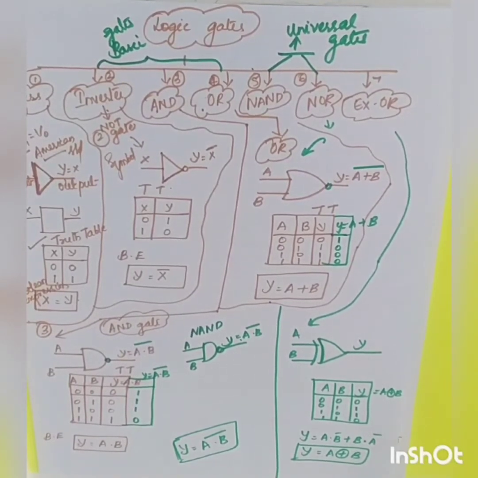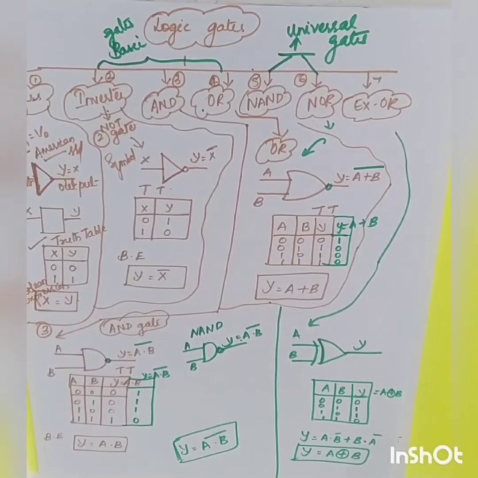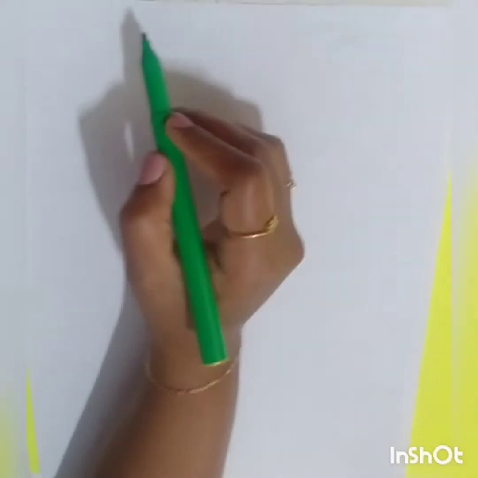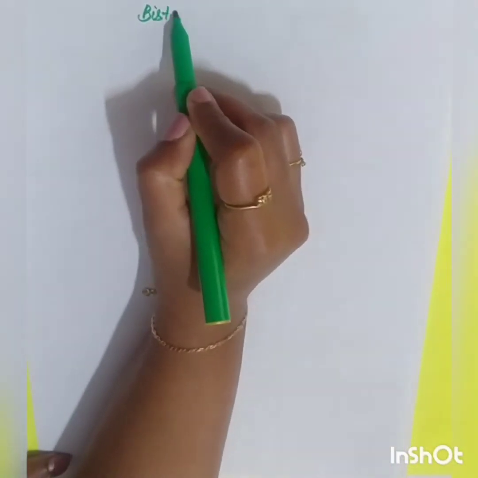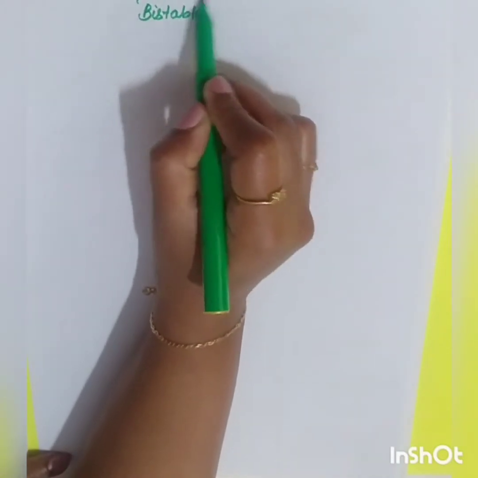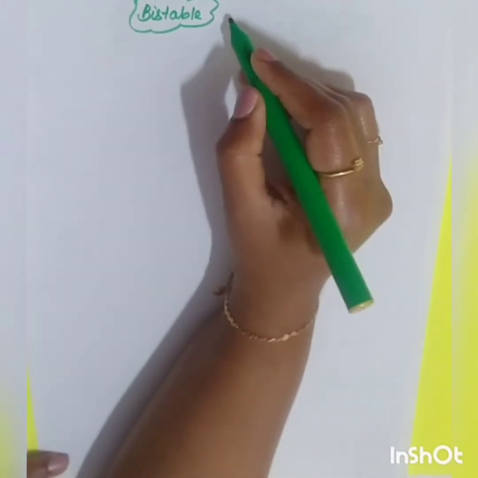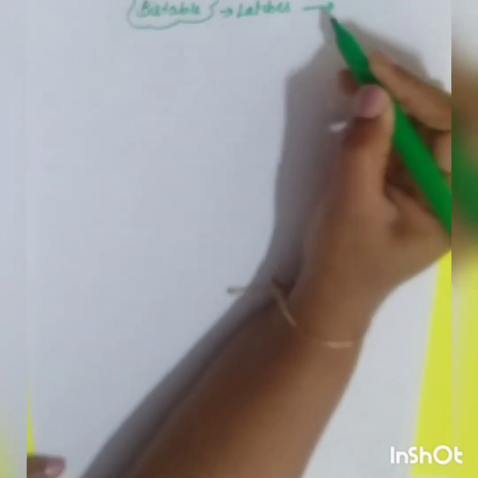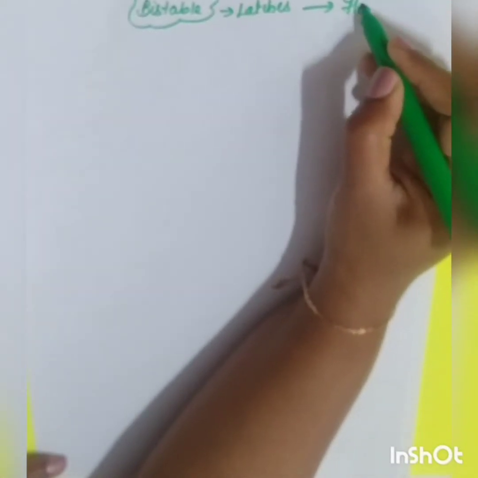Now the next topic is going to be your bistables. Okay, so under bistables you are going to study two different topics. One is your RS bistable and the next one is going to be your JK bistable. Okay, so what is meant by bistable? The name itself signifies it. It is also called by different names. It is also called a latch. A modification of the latch is the flip-flop.